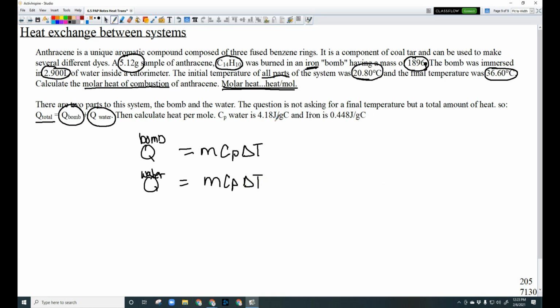All right, well, the mass of the bomb is 1896 grams, okay? And the specific heat, now I said iron was important, okay? So here it gave us the specific heat of the iron is 0.448, okay? And that's joules per gram degrees Celsius because the anthracene was heated in the bomb. So the anthracene, when it was heated and combusted, gave off its energy to the bomb, okay? And the bomb absorbed the same amount of energy that the anthracene gave off. So that's why we're using the bomb here and not the anthracene, okay?